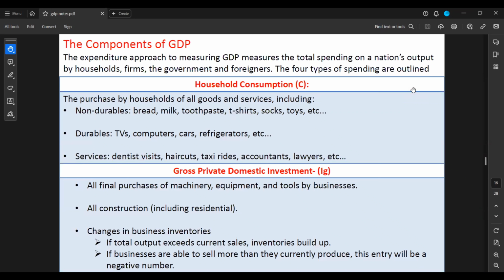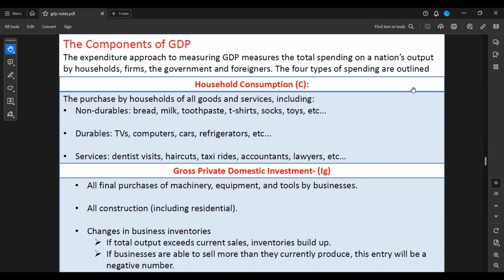The components of GDP. The expenditure approach to measuring GDP measures total spending on a nation's output by households, firms, the government, and foreigners. The four types of spending are outlined. Household consumption, denoted by C. The purchase by households of all goods and services includes non-durables, for example, bread, milk, toothpaste, t-shirts, socks, toys, etc. Durables like TVs, computers, cars, refrigerators, etc. Then we have services: dentist visits, haircuts, taxi rides, accountants, lawyers, doctors, and so forth.